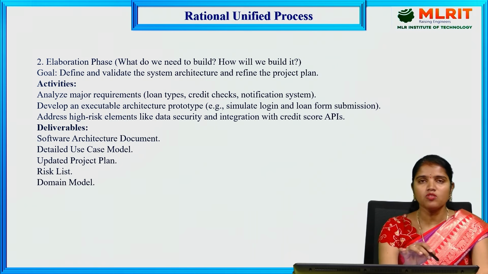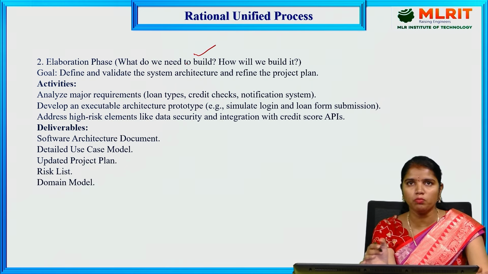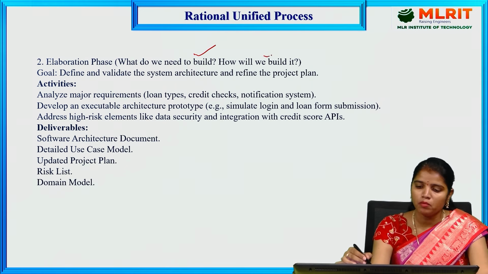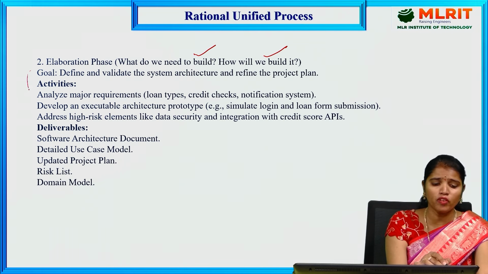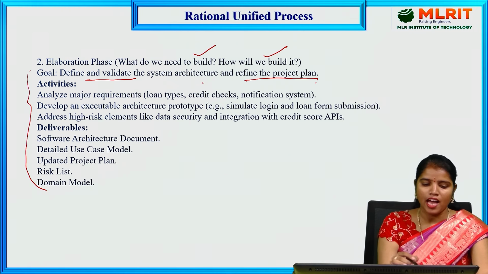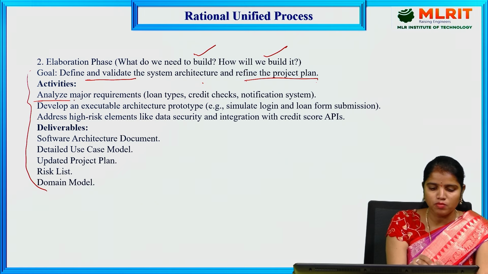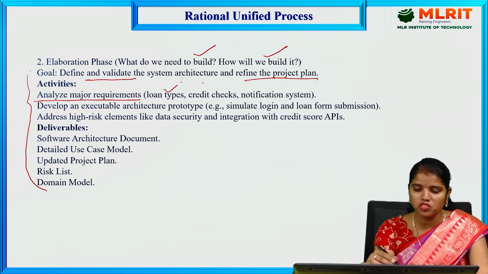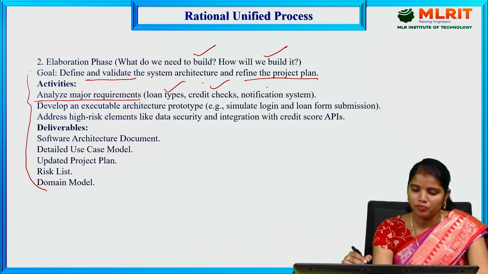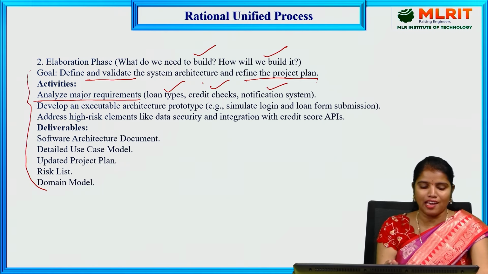Now let us discuss what the elaboration phase is. Here, what do we need to build? We are going to discuss what we need to build and how it will be built. The goal for the elaboration phase is to define and validate the system architecture and refine the project plan. Activities in this elaboration phase: analyze major requirements like loan types, credit checks, notification system. These are the major requirements we need to analyze.